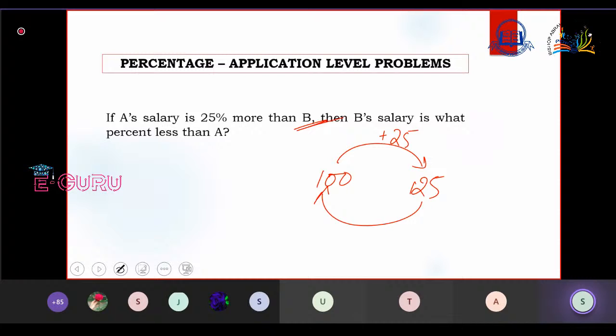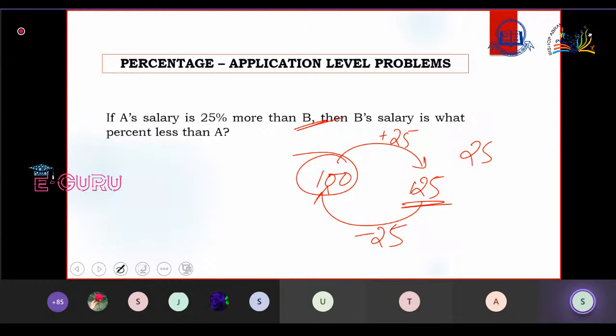Now we are reaching the starting point, because again we are coming back to the initial point, because we need to find out what is the difference between these two people. So here it is plus 25, but here it is minus 25, right? Because from 125 we are reducing 25 so that we can reach 100. So we know that for 125 this 25 is coming.